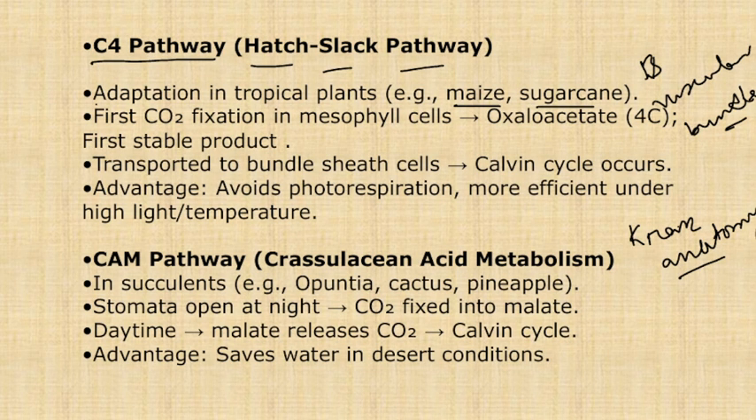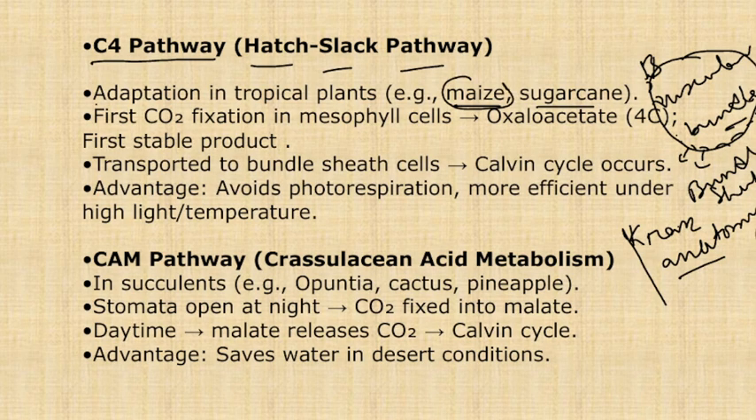Surrounding the vascular bundle there is a layer which we call the bundle sheath. A layer of cells called the bundle sheath covers the vascular bundle like this. This type of anatomy, the presence of bundle sheath cells surrounding the vascular bundle, is known as Kranz anatomy, which is present in maize and sugarcane, for example.